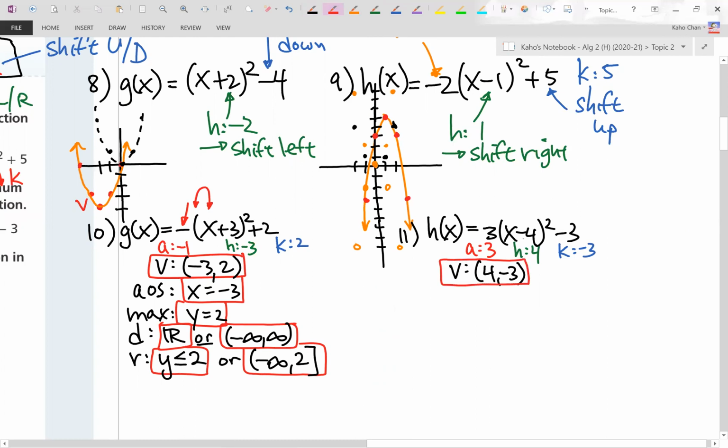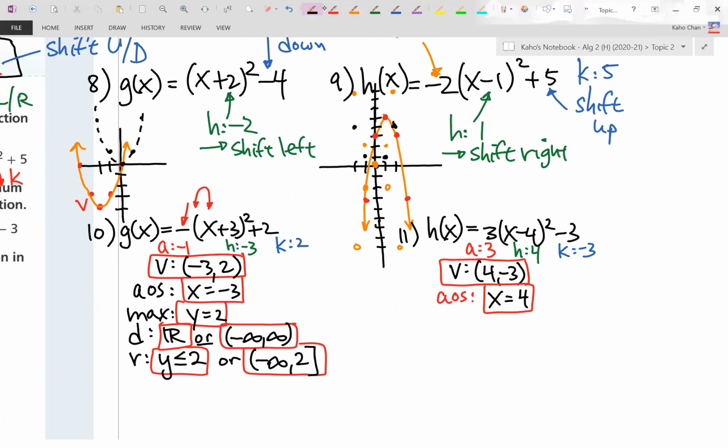Nice. Axis of symmetry is next. We have x equals the h value, 4. Nice. This parabola is opening up, which means we have a minimum. That is our situation. The minimum is still the y value. y equals -3.